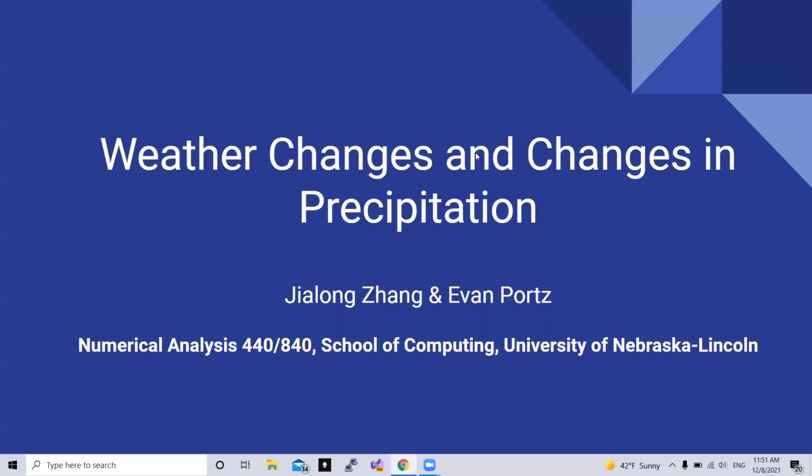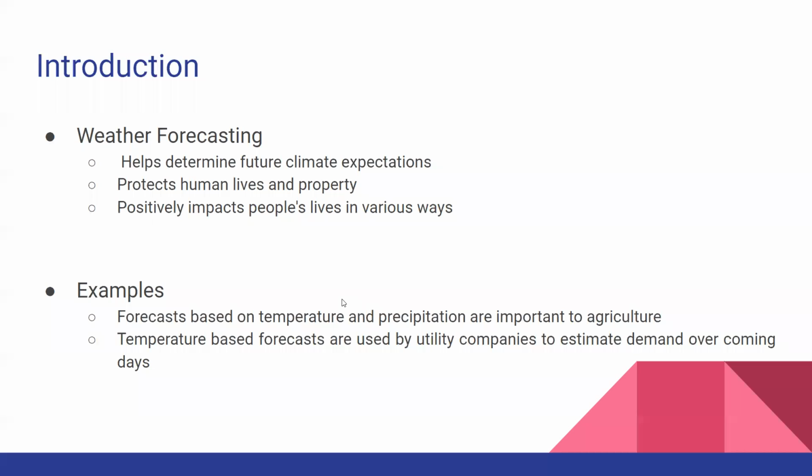Weather changes and changes in precipitation. Weather forecasting is very important. It allows us to determine future climate expectations. It allows us to protect not only ourselves, but property, and it just positively impacts people in various ways.